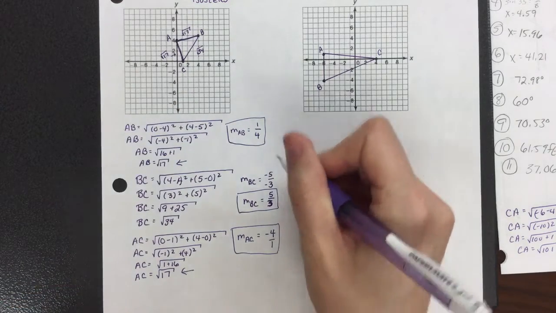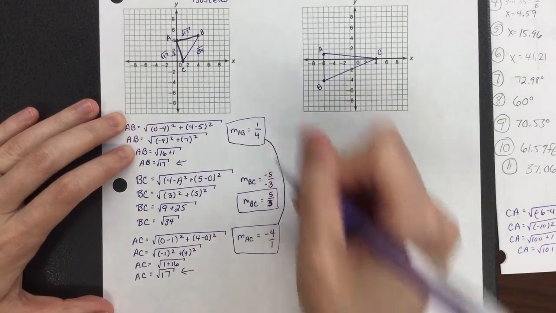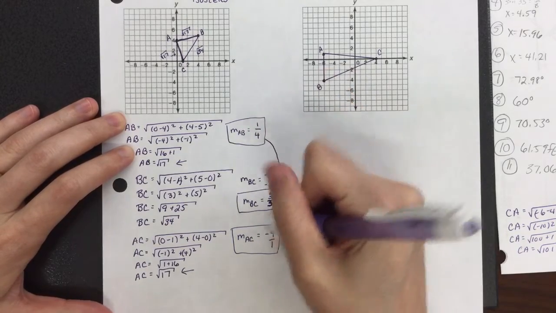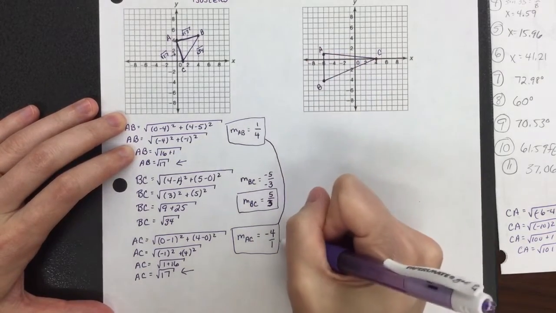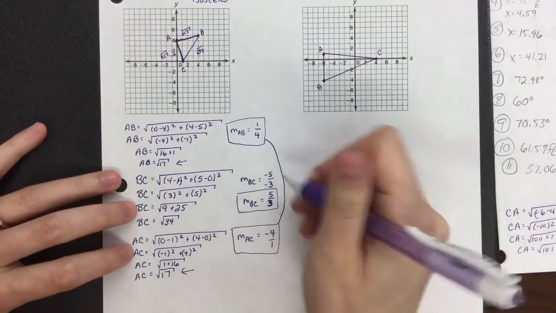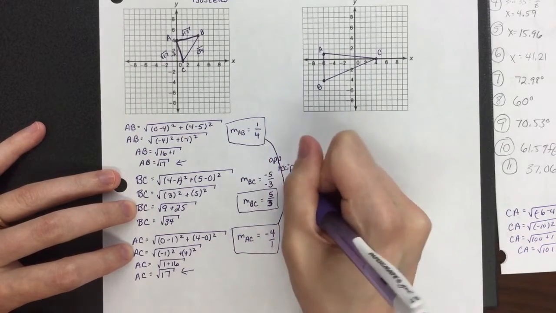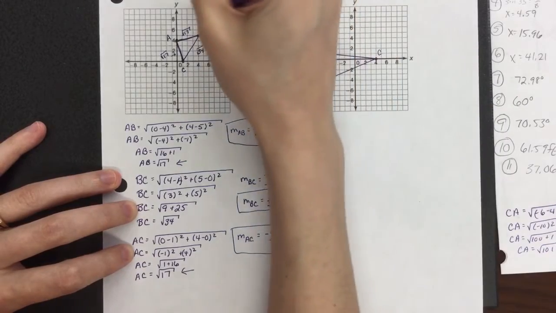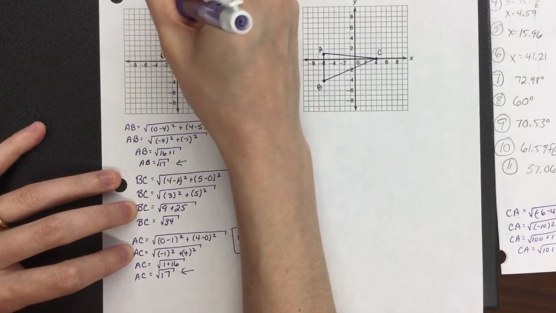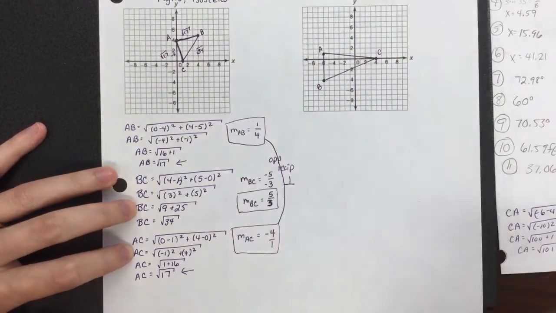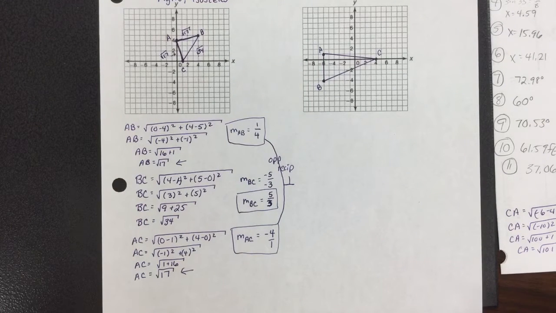But if we look from AC to AB, there's a positive, there's a negative, there's a 1/4, and there's a 4/1. So those are opposite reciprocals. So it means they're perpendicular, which means we have a right triangle, and so this one can be classified as a right isosceles triangle.